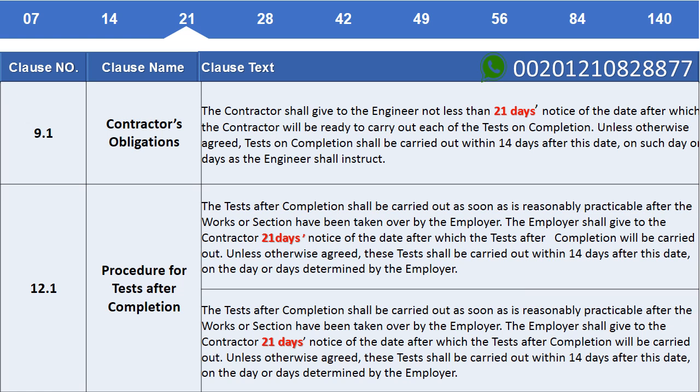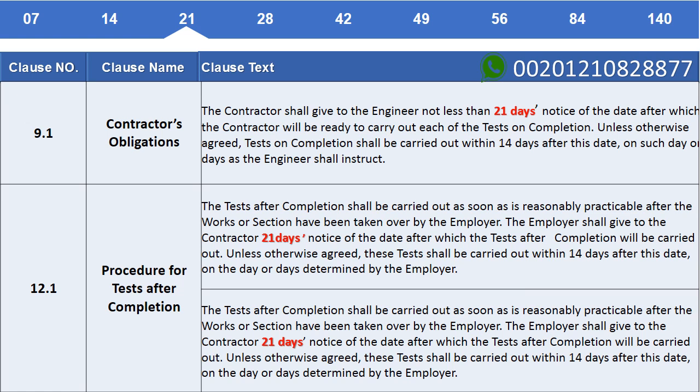Clause 9.1. Contractor's obligations. The contractor shall give to the engineer not less than 21 days notice of the date after which the contractor will be ready to carry out each of the tests on completion, unless otherwise agreed. Tests on completion shall be carried out within 14 days after this date, on such day or days as the engineer shall instruct. Clause 12.1. Procedure for tests after completion.